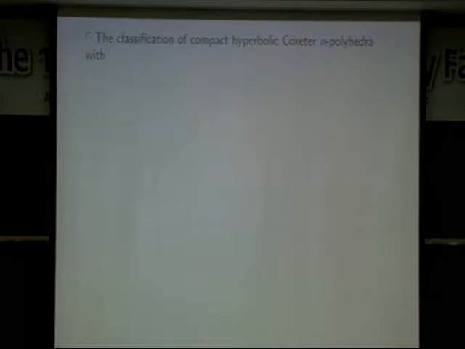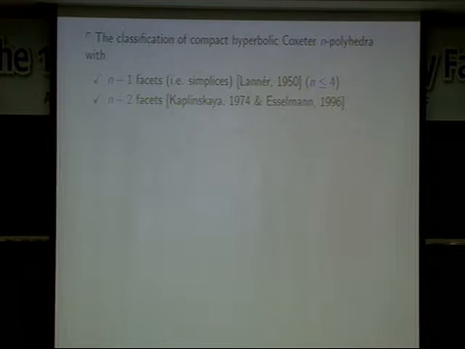So using this kind of fact, many mathematicians classified some cases. The first one is the compact hyperbolic Coxeter n-polyhedra with n plus 1 facets, the simplices, but the dimension in this case is less than or equal to 4. And then n plus 2 facets were also classified, and the dimension is less than or equal to 5. And quite recently, Tumarkin classified n plus 3 facets.